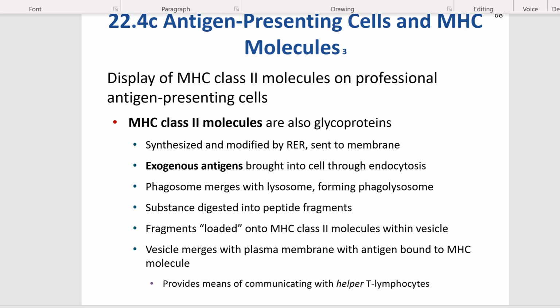So talking a little bit about the antigen presenting cells, the MHC class 2 molecules are also glycoproteins, another class of those, but only a few cells have these, only cells that are antigen presenting, only those that are allowed to present an antigen to the immune system, basically. So they display these on professional antigen presenting cells. Exogenous antigens are brought into the cell through endocytosis, the phagosome releases fragments, and they are loaded on the MHC class 2 molecules.